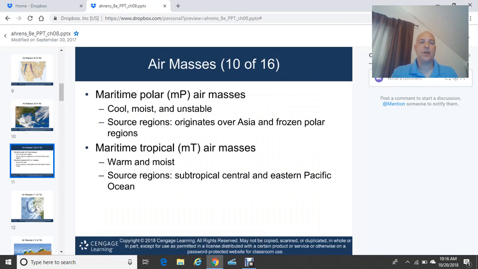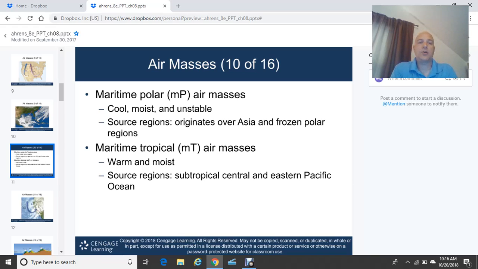All right, so now we're going to continue our talk. We already talked about continental polar and continental Arctic air, CP and CA air masses. Now we're going to move into a discussion on maritime polar air masses, MP. Maritime polar is a cool, moist, and unstable air mass. The source regions for maritime polar air masses originate over Asia and the frozen polar regions. I want you to think about maritime polar air masses in two main locations that impact the United States. One is over the North Atlantic Ocean, and the other is over the North Pacific Ocean.